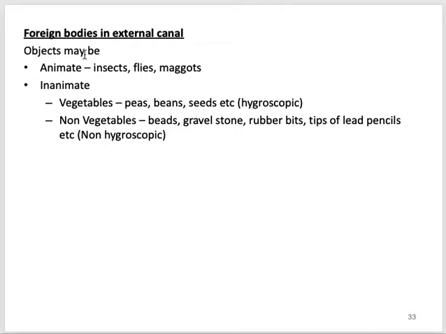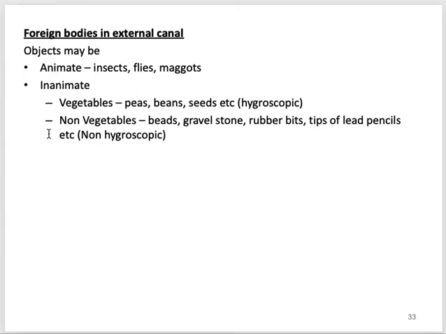Then there could be many foreign bodies in the external auditory canal. And by the way, foreign bodies are so common in children. It's very common to see children with a piece of paper, sponge, seeds, rice, small pieces of balls, their toys, and anything. We can also have insects, flies, and maggots as foreign bodies.